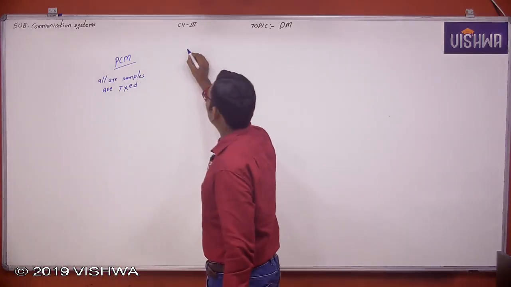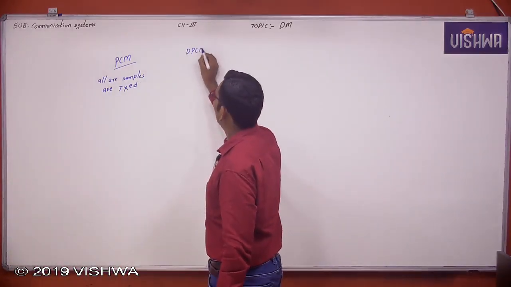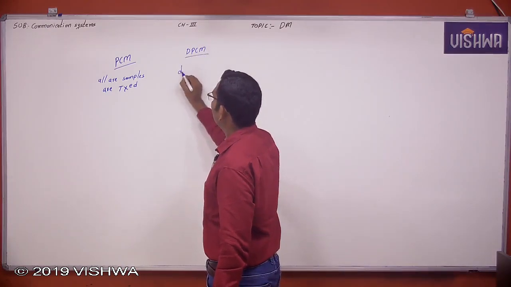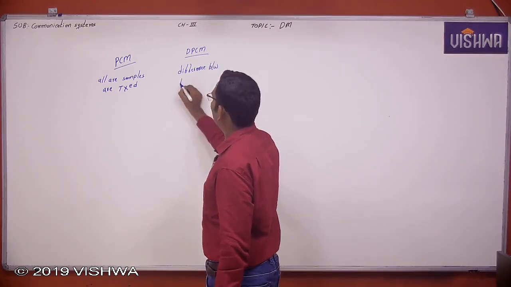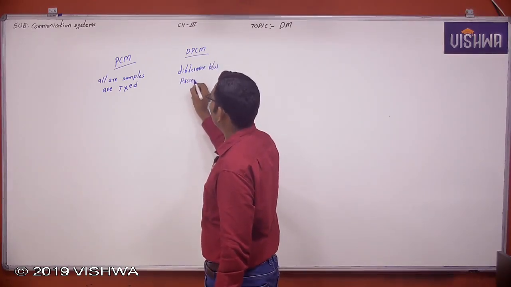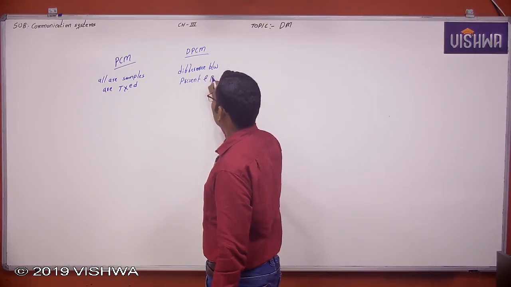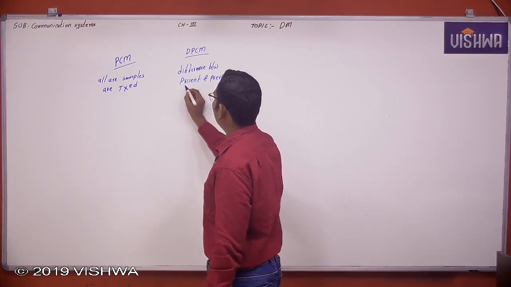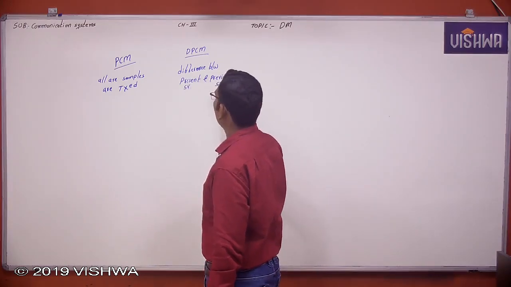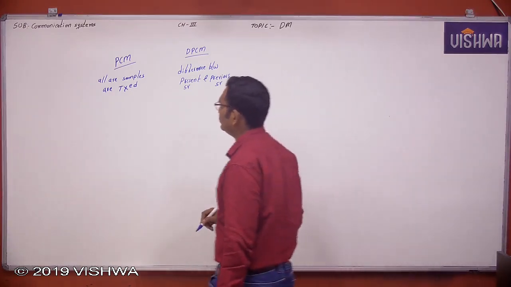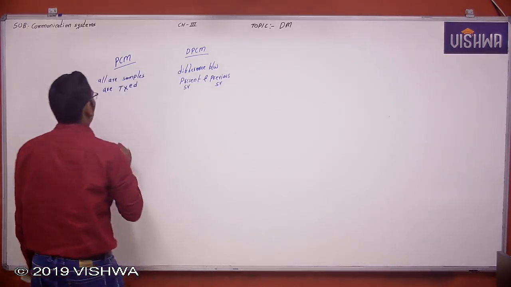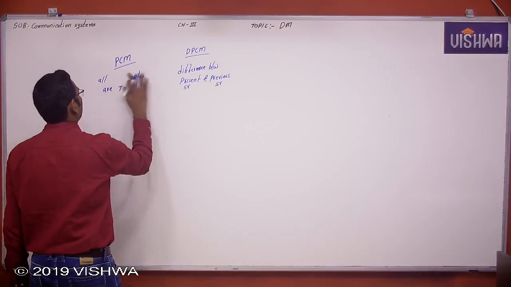Now when you come to the DPCM, what you are doing is taking the difference between the present and previous or predicted one, right? The difference between the present sample and the previous sample value. All samples are transmitted.